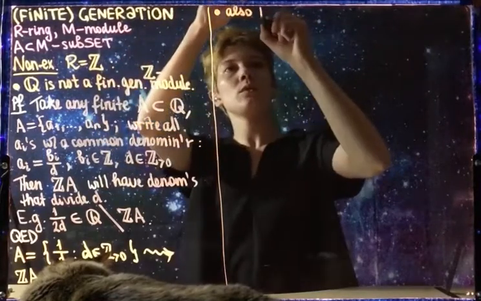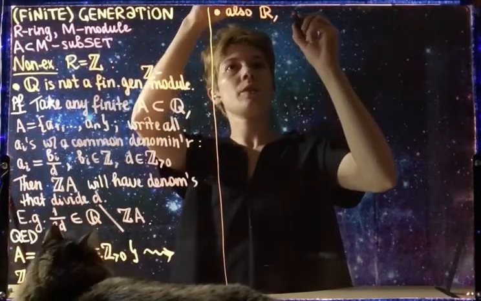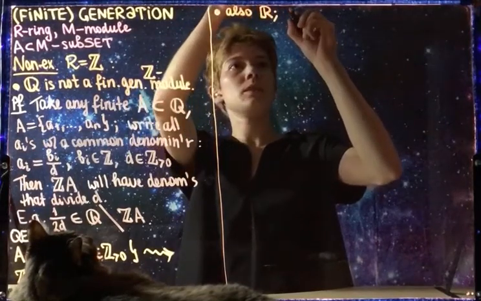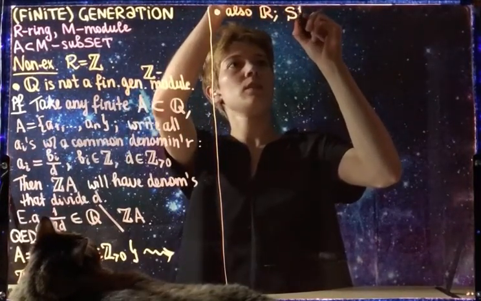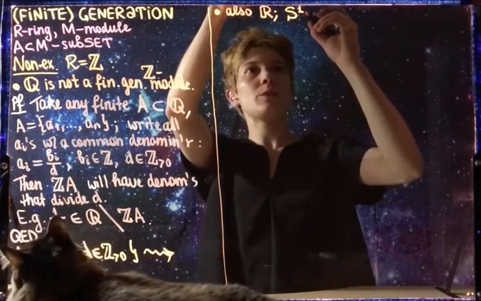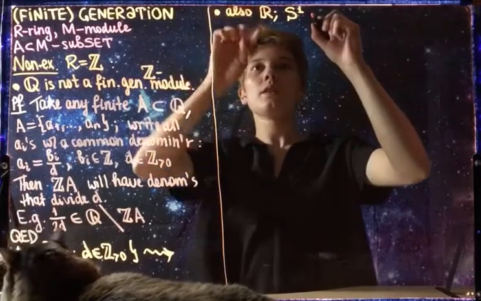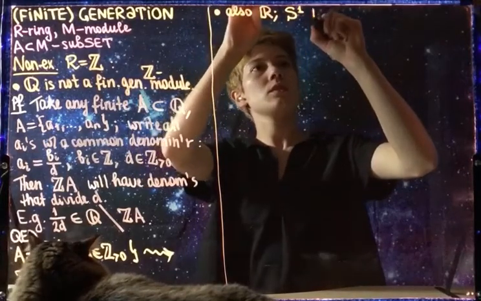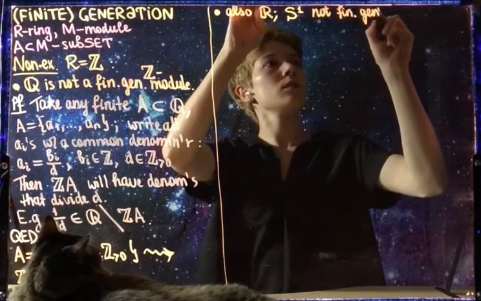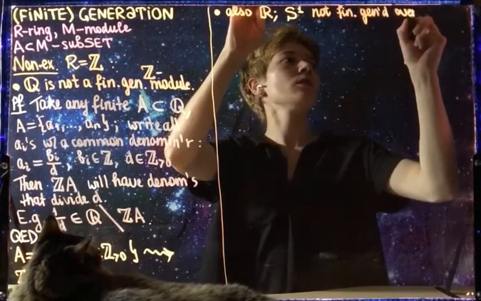So also R is not finitely generated over Z, and S^1, viewed as complex numbers of length 1. They are all not finitely generated over Z.